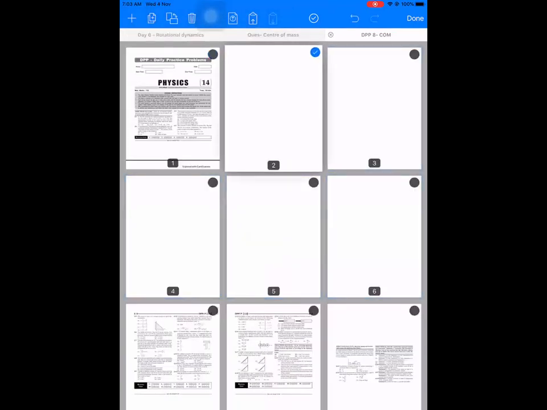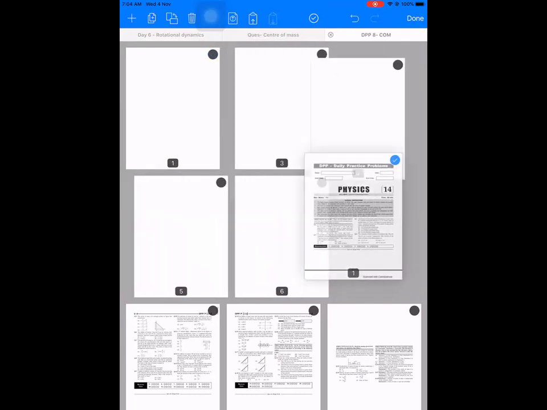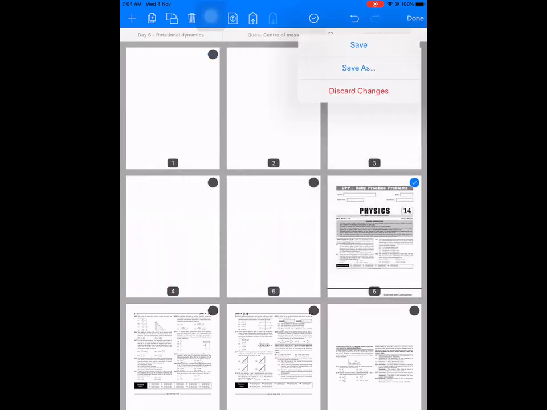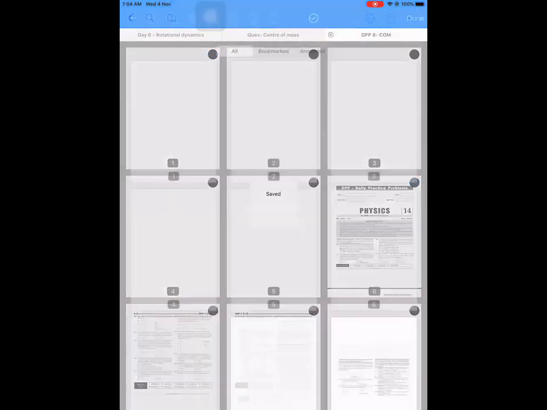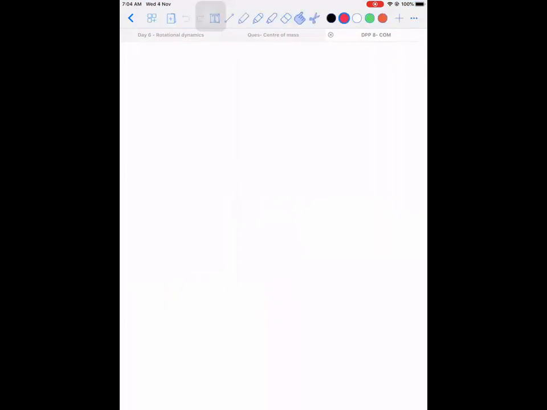So can someone tell me what is center of mass? It's where most of the mass of the body is concentrated. Yes, that's it. So in this chapter, we'll be concentrating on the topic center of mass and its motion.